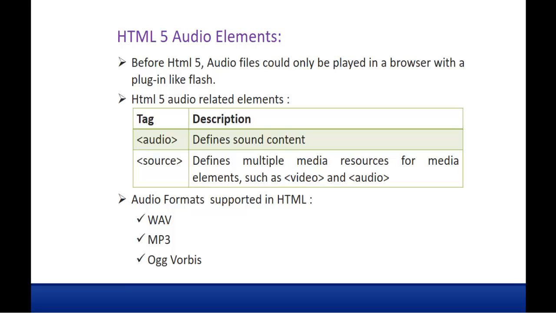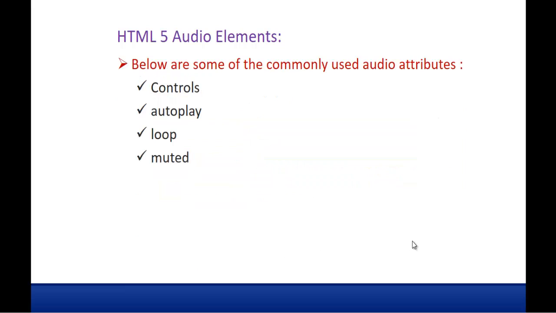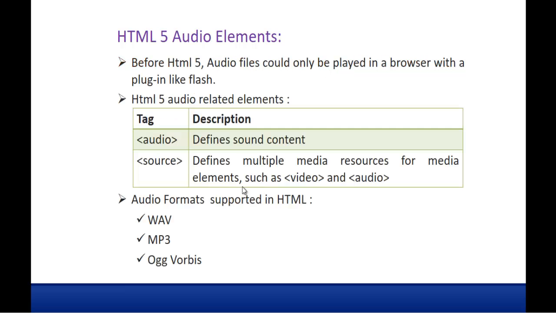So what are the formats supported in HTML? That is, audio formats supported in HTML. They are WAV, MP3 and Ogg Vorbis. These are the formats which are supported in HTML, and these are some of the commonly used attributes in audio elements. They are controls, autoplay, loop and muted. In this session we are going to implement all these attributes, and we are going to see the usage of the source tag as well as the audio tag.